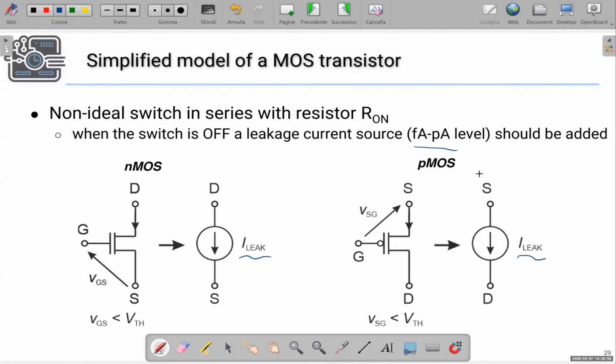These currents are very small, but in more advanced technologies they are not so small, so maybe they are not in the femtoampere level, but in the picoampere level, or even in the nanoampere. Femtoampere means 10 to the power minus 15, picoampere 10 to the power minus 12. It can be in the picoampere level, or also tens or hundreds of picoampere, and for large circuits with billions of transistors connected to the supply, they could give rise to a current drawn from the supply which is not negligible at all.